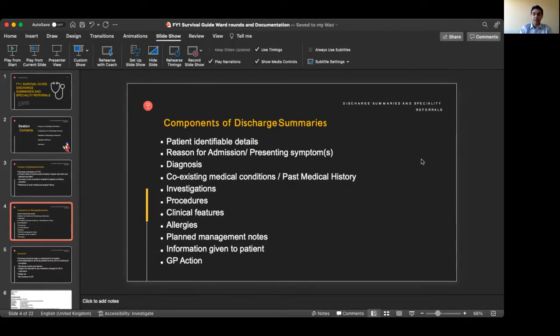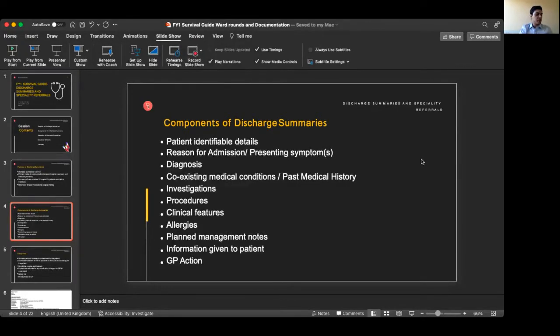There might be instances where you discharge patients and you're not quite clear what the diagnosis was, but you write the provisional diagnosis at least. So it's really important to have a diagnosis for your GP and for your patient to be aware of as well, of what they were treated for in hospital. Another section of the discharge summary is coexisting medical conditions or past medical history.